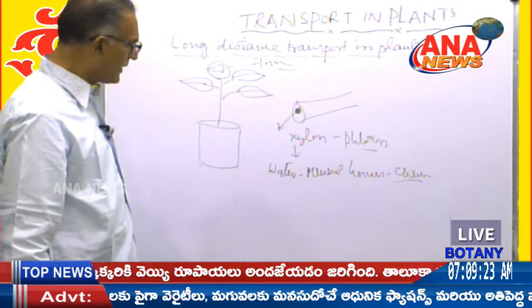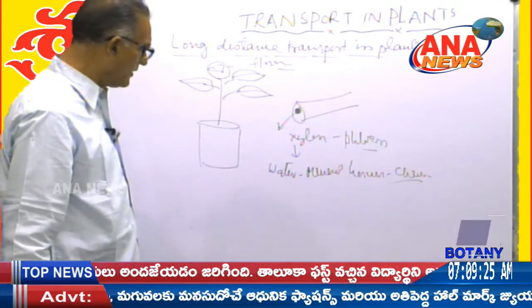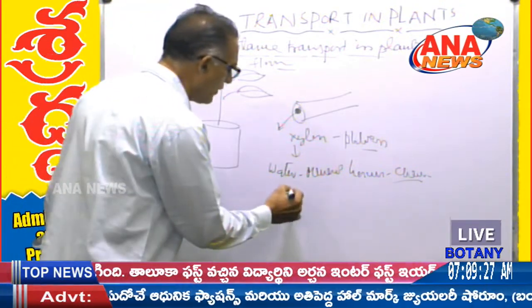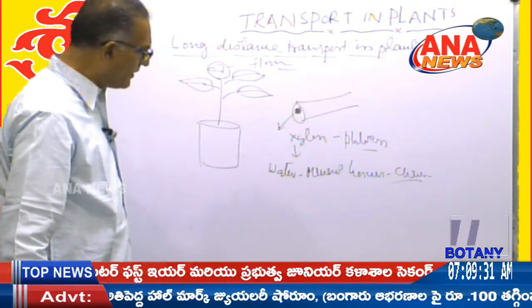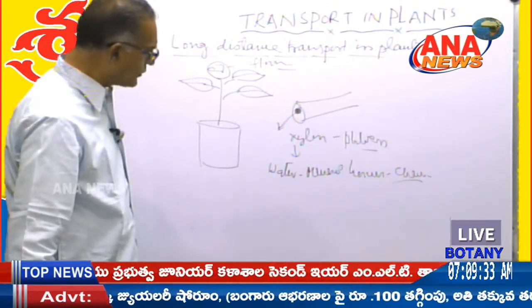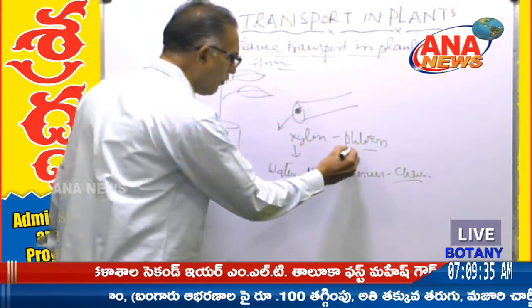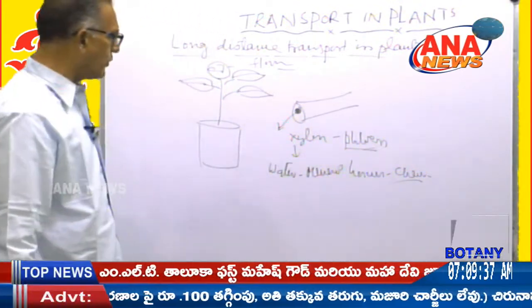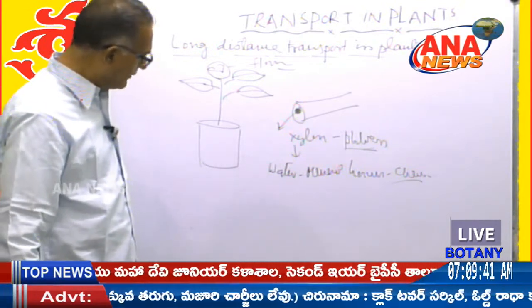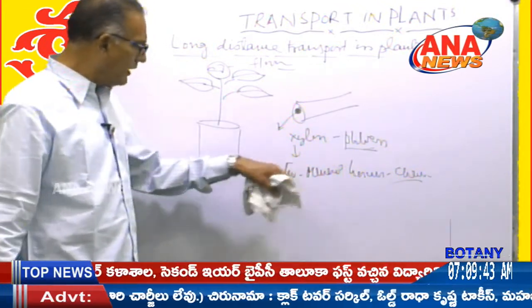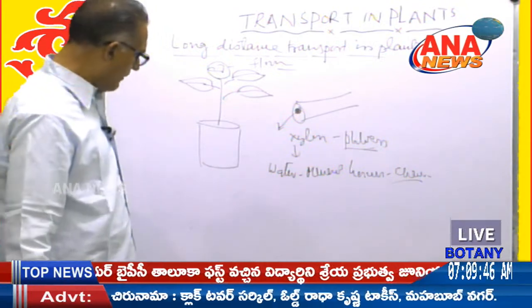Whereas phloem is responsible for organic products, photosynthates, and some inorganic solutes also transported through the phloem. Phloem is associated with the transport of food material and inorganic material. Xylem is associated with water, minerals, hormones, chemicals.